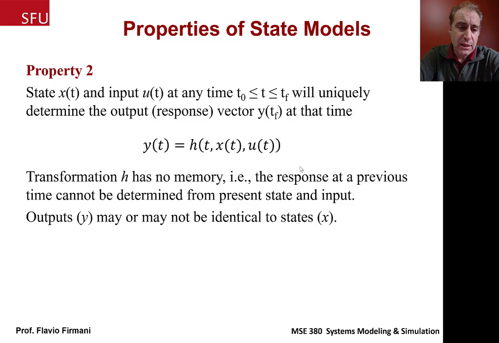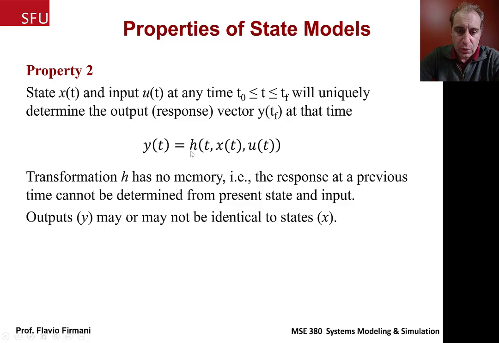So that would be the other element that we would have to know in order to create our simulation. And the second property states that we know the response of our state vector, and we know the input at any time, from T naught all the way to TF, for both. So once you solve for the state vector and you know the input, then with that information, we can determine what is going to be the response of the system.